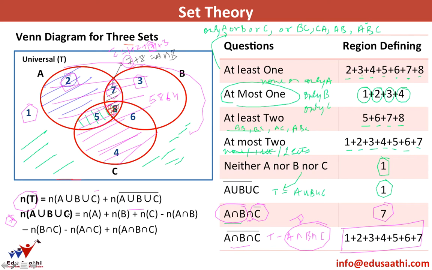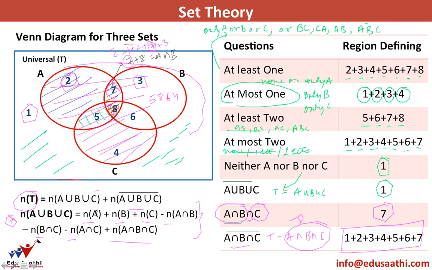A union B union C is equal to the number of elements of A plus the number of elements of B plus the number of elements of C, minus n of A intersection B, minus the number of elements of B intersection C, minus the number of elements of A intersection C, plus the number of elements of A intersection B intersection C. Now you can easily form the logic for this.